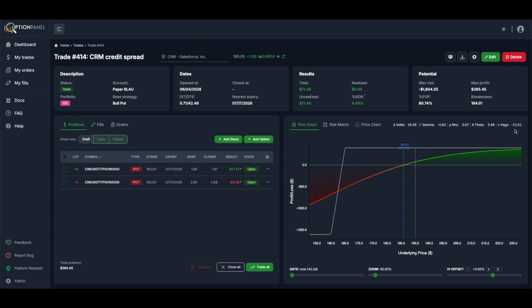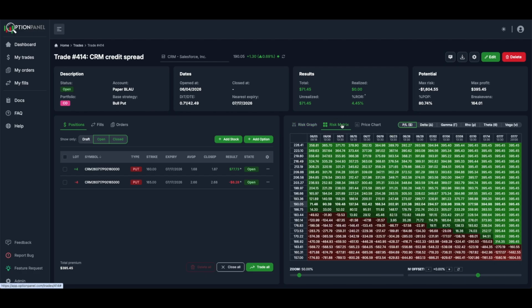If you prefer to work with numbers instead of a visual curve, you can switch to the Risk Matrix view by clicking the Risk Matrix tab. This is a numerical representation of the same data shown in the graph, organized as a table with price levels on the vertical axis and different dates along the horizontal axis. For example, looking at a specific row, you can immediately read off the expected profit or loss at a given underlying price across multiple future dates.